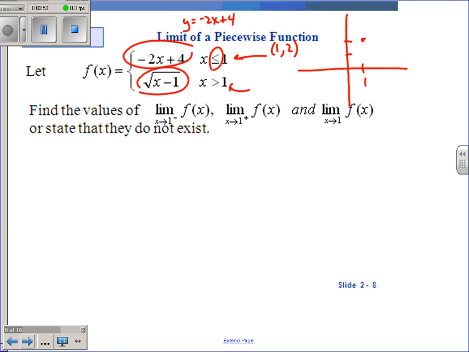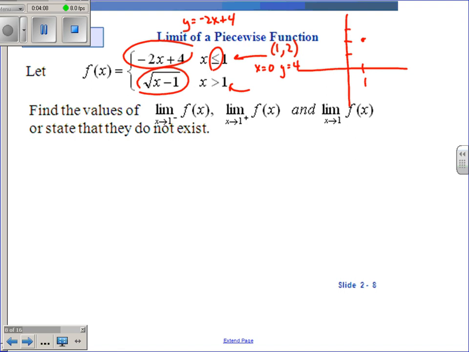And so now we've got a line just for the x's less than or equal to 1. So I'm going to just pick one other x value. I'm going to let x equal something smaller than 1. So I'm going to pick x equal to 0, and I'll see that the y value comes out to be 4.